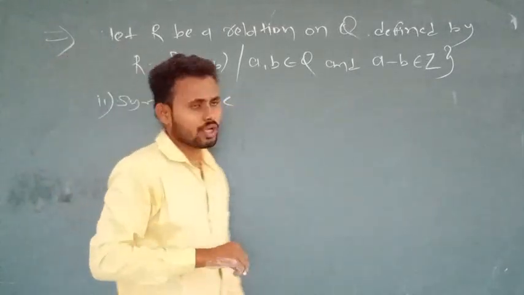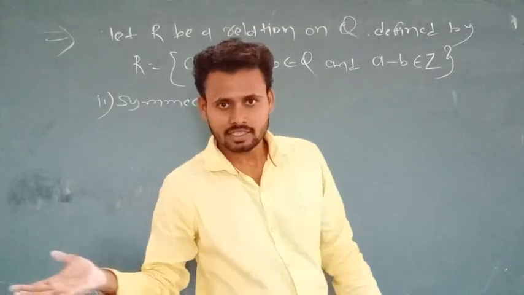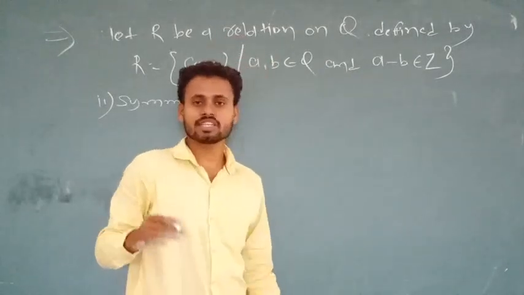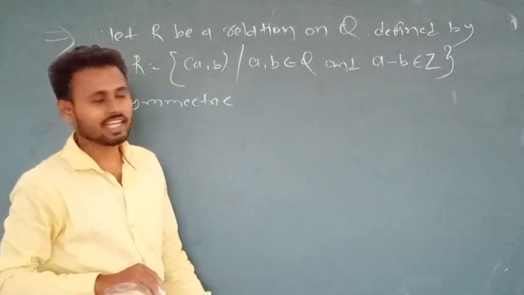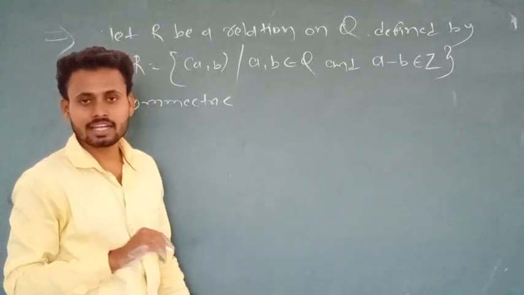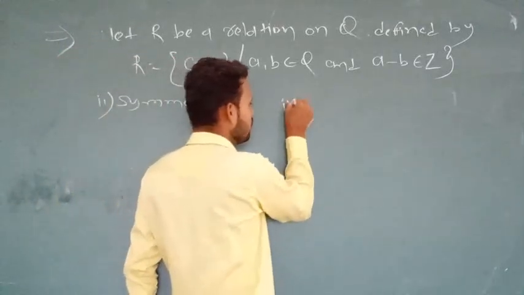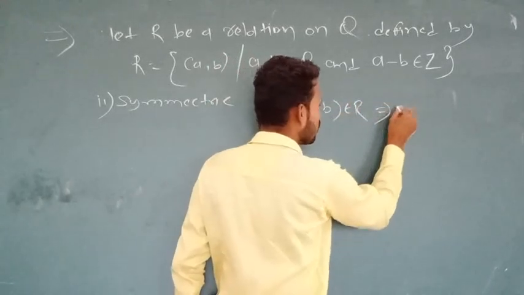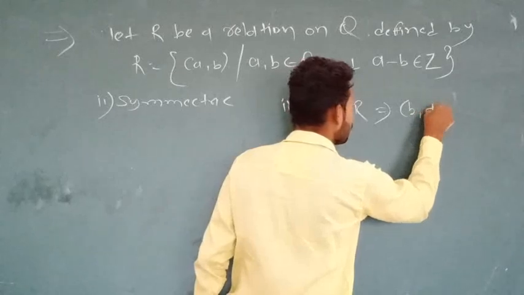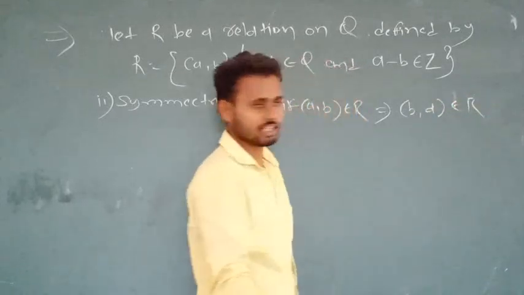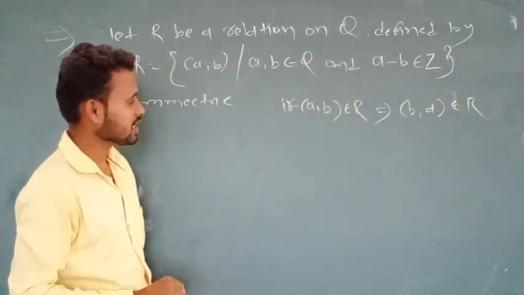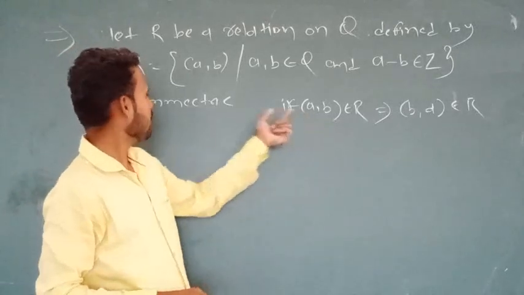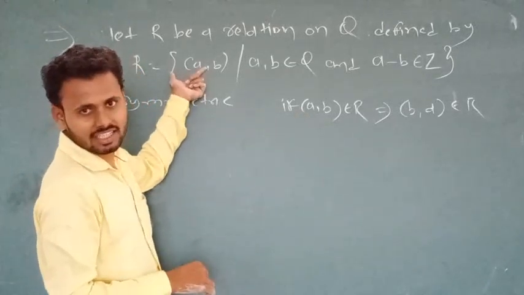You know that when R is symmetric: let A be any non-empty set and R be a relation defined on A, then R is said to be symmetric if order pair AB belongs to R implies order pair BA also belongs to relation R. Then we say that R is symmetric. Therefore आपल्याला काय करायचं आहे, this given relation is symmetric show करा.